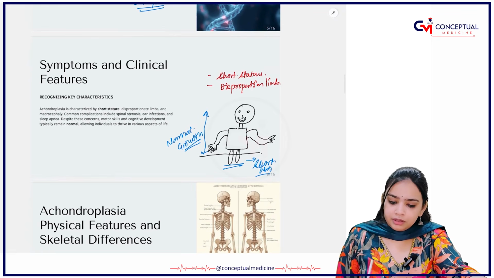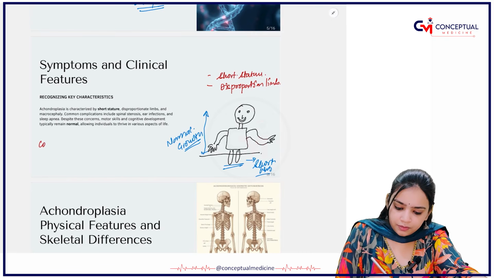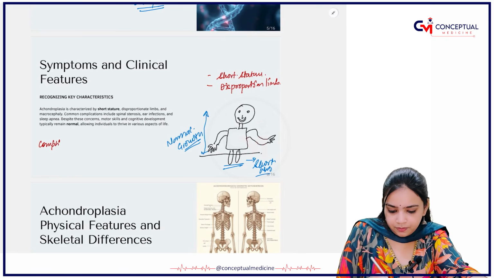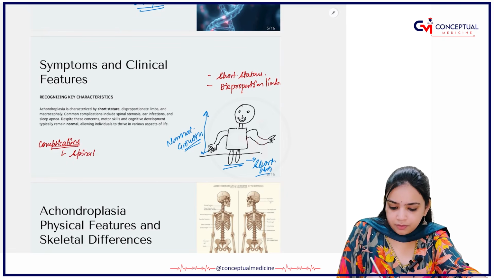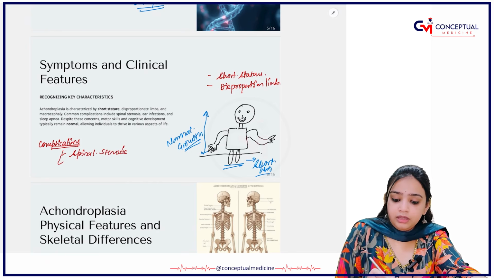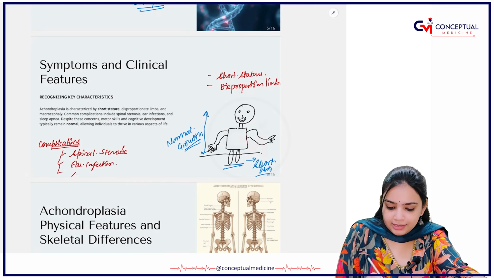What are the common complications that can occur? The complications that a person can face, first one is spinal stenosis. Second one, there can be ear infection. Okay, these people are prone to developing ear infection and sleep apnea.